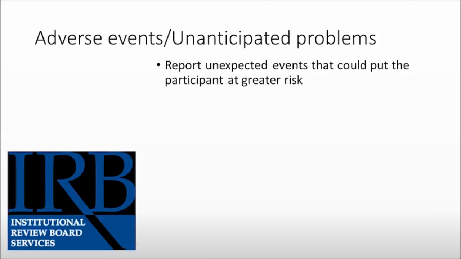So we've gone through the entire initial assessment and explained the follow-ups and talked about the database. I want to talk now a little bit about anything that might happen that we might need to report to the IRB. So an adverse event or an unanticipated problem is an event that happens that wasn't expected that could put a participant at greater risk.